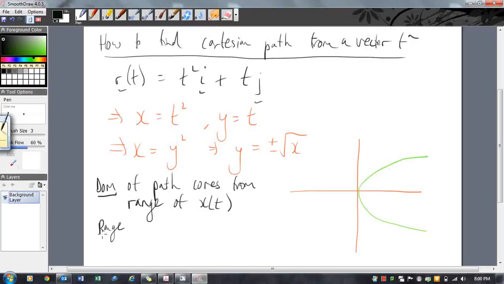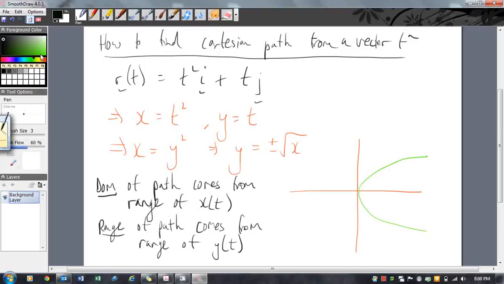The range of the path, if you think about that, what are we talking about when we want the range of the path? We want the up and down. So where does that up and down information come from? That comes from the range of the y function.